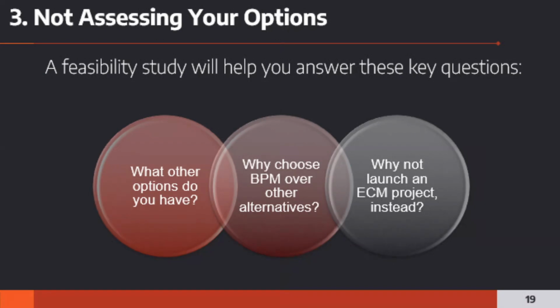Okay, let's look at these questions. Number 1, the options. In doing a feasibility study, you will have a clearer picture of what your options will be. If I take door number 1, door number 2, or door number 3, I don't decide at a whim which door to take. So I have to study that. That's what feasibility studies are for.